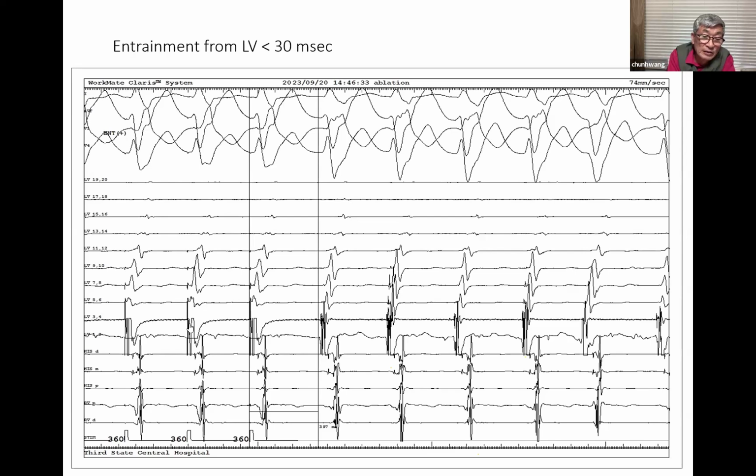The second important thing is that Dr. Kim Min asked the question about whether papillary muscle VT would have HV one-to-one. This would be the same as papillary muscle pacing because you're pacing LV septum, LV muscle plus fascicle together.